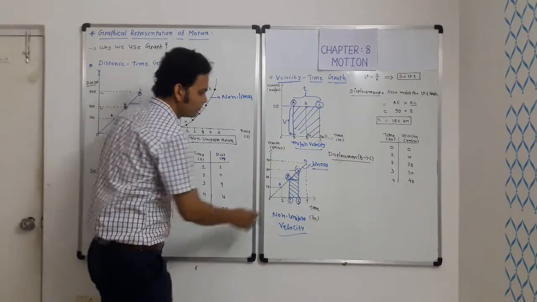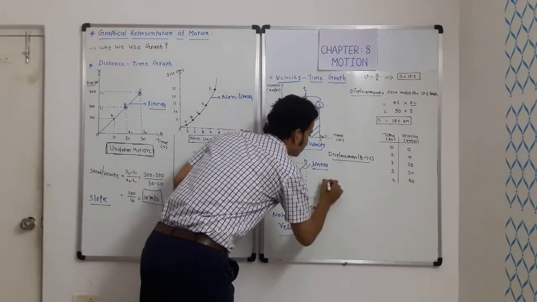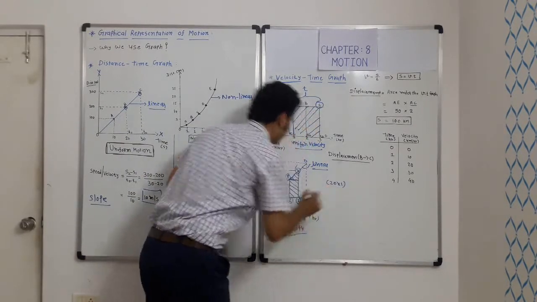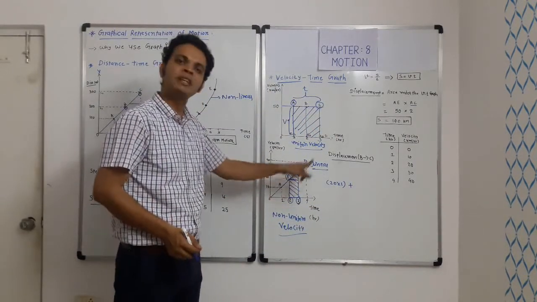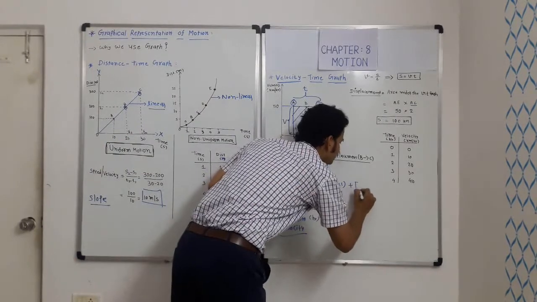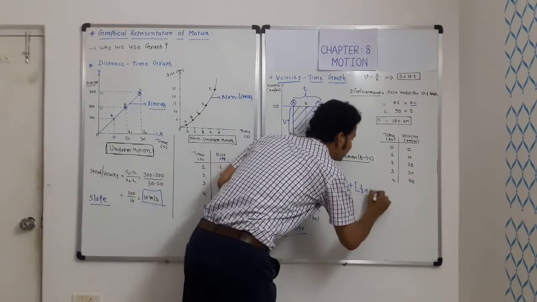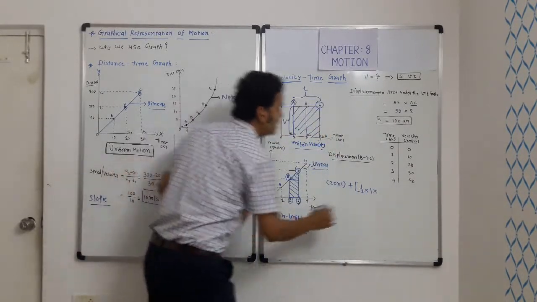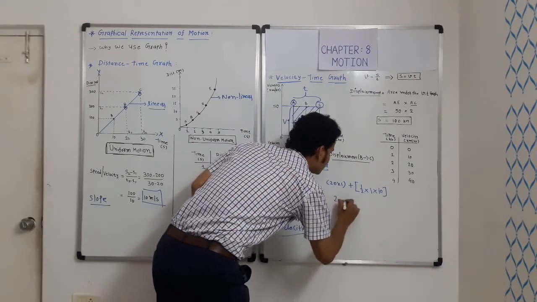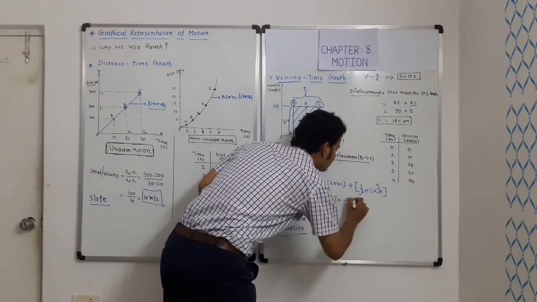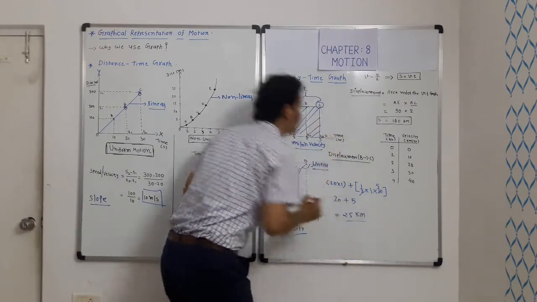So let us calculate. Here this is 0 to 20, and here it is 1. So 20 into 1 plus the area of a triangle, which is 1/2 base into altitude. So it is 1/2 into base, 3 minus 2, which is 1, into altitude, 30 minus 20, which is 10. So this is 20 plus 5, so 25 kilometer. This is the answer.